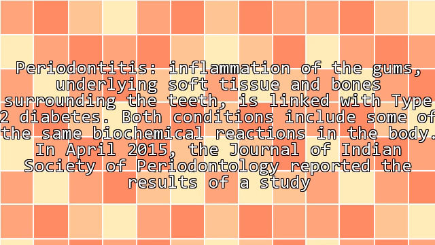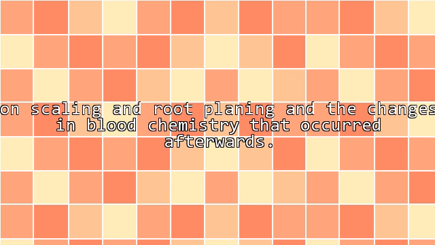Periodontitis, inflammation of the gums, underlying soft tissue, and bones surrounding the teeth, is linked with type 2 diabetes. Both conditions include some of the same biochemical reactions in the body. In April 2015, the Journal of Indian Society of Periodontology reported the results of a study on scaling and root planing and the changes in blood chemistry that occurred afterwards.